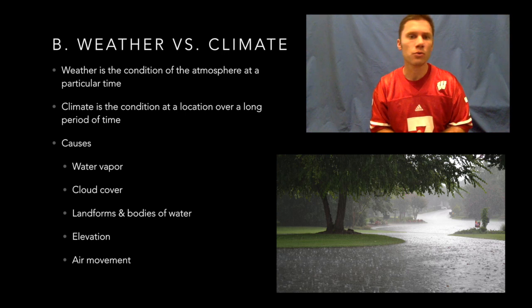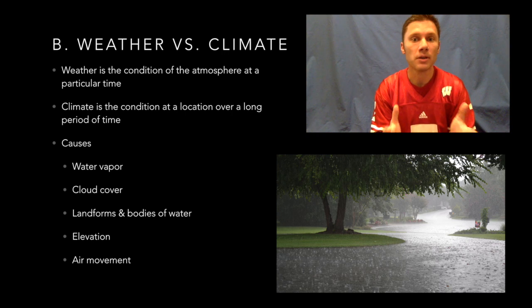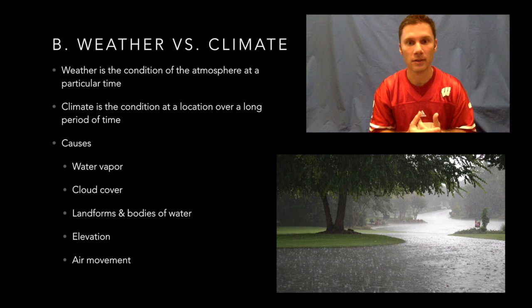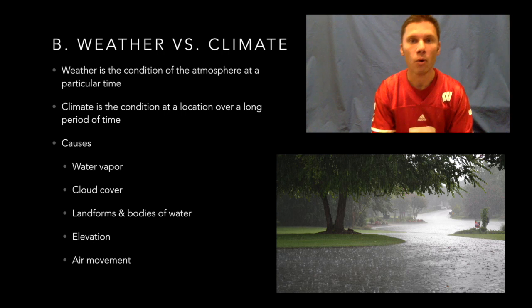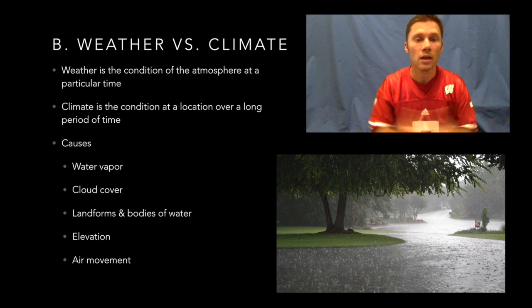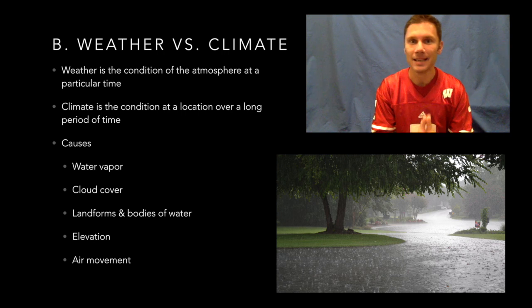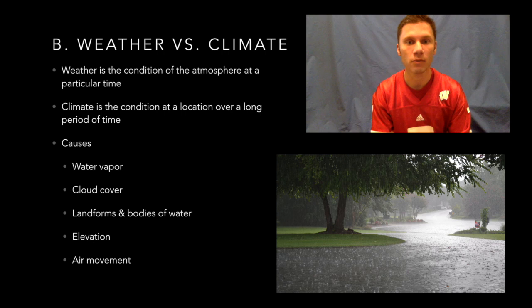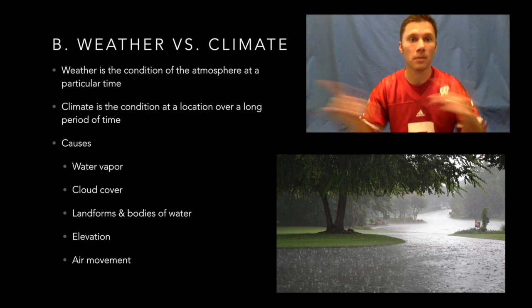So there are a number of causes to why we have different climates or different weather. And you can see those up on the screen. But water vapor determines if we are going to have precipitation or not. And that precipitation can come in a number of different ways. It can come in rain, snow, sleet, or hail, or a mixture of all of those things. The cloud cover could hold the water vapor, or usually does, and that cloud cover is dependent upon how much water vapor is in the atmosphere at that particular moment. And we may also see landforms and bodies of water affect how much water vapor is up in the air. Elevation could also affect that, and air movement. And we'll talk about that a little bit later on.